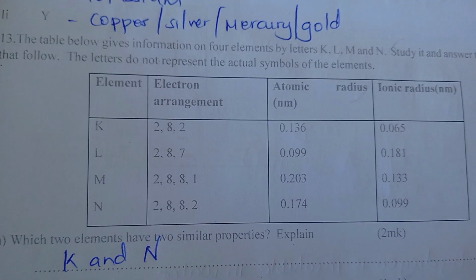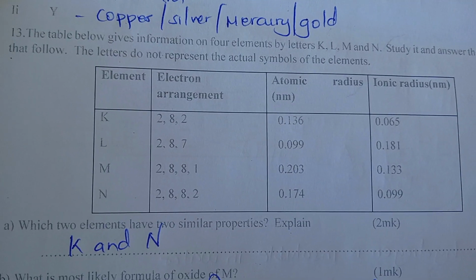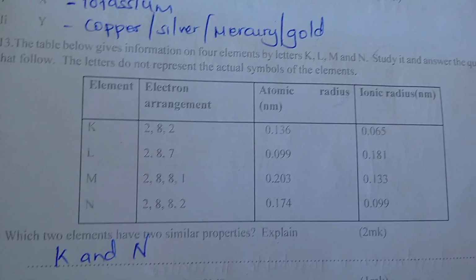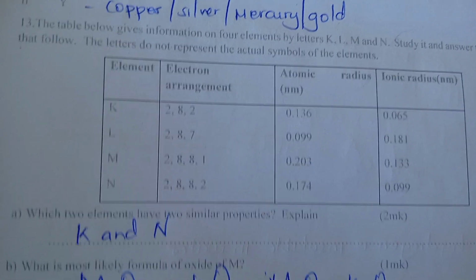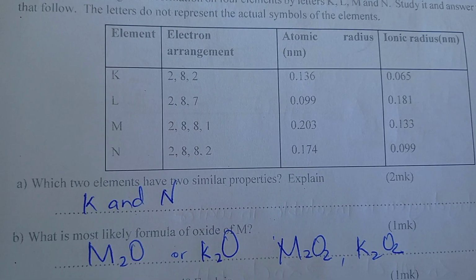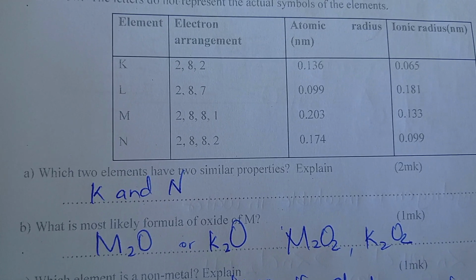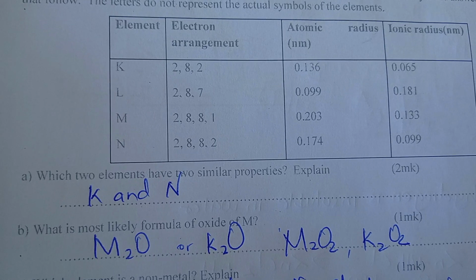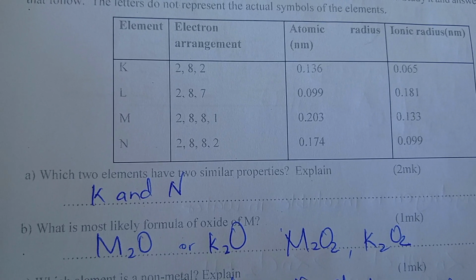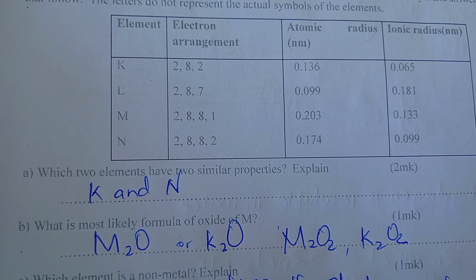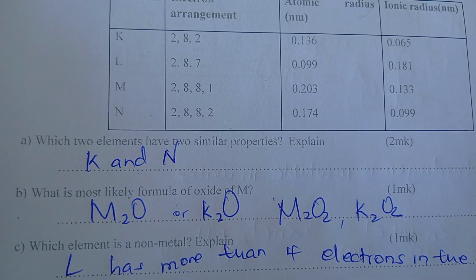The table below gives information on 4 elements represented by those letters. Study it and answer the questions that follow. That is the electron arrangement, atomic radius, ionic radius. Which 2 elements have similar properties? That is K and N. K and N, they are in the same group of the periodic table. Both are in group 2.